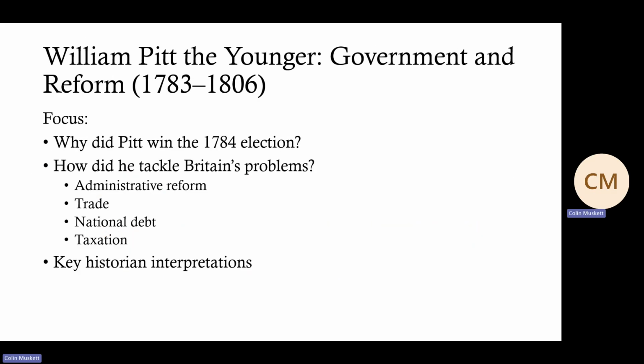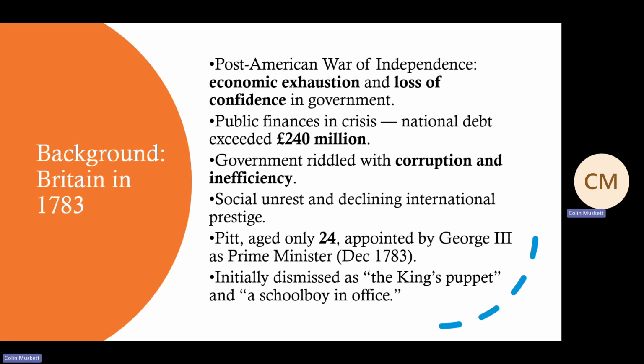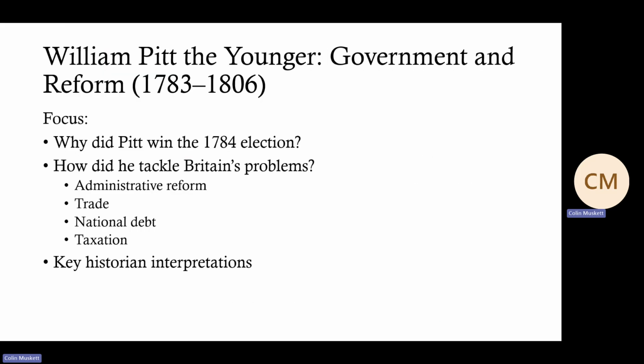So the focus is, first of all, we're going to have a quick recap on why Pitt won the 1784 general election, and more importantly, and this ties in with the essay question, how he went about tackling Britain's problems. If you recall, there were massive issues with the national debt. The whole system of taxation needed major reform. Pitt was clearly an early adherent of free trade, so he made many important reforms, certainly in reducing tariffs, and obviously that necessitated a very ambitious program of taxation.